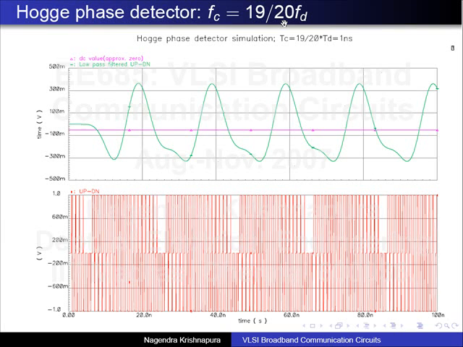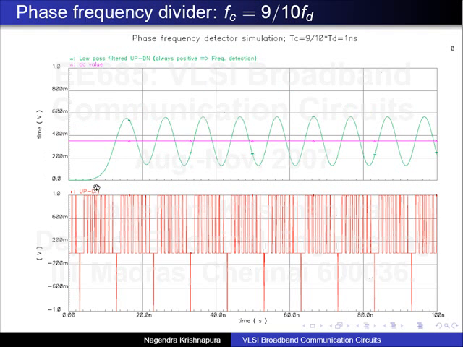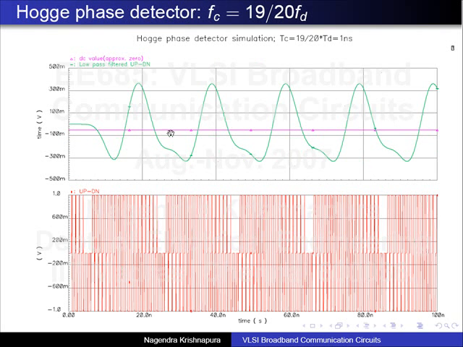So for a Hogge, in this case you saw that the waveform is always positive, right? When the frequency difference is positive. Whereas for the Hogge phase detector, the average is about 0. The purple line shows the average over some period. So it's not exactly 0, but it's close to 0. Okay, but there is a difference frequency component.